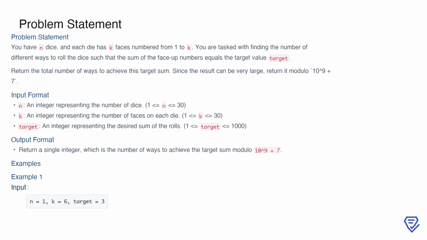The input consists of three integers: n, the number of dice; k, the number of faces on each die; and target, the desired sum. The constraints specify that n, k, and target are within certain ranges, with up to 30 dice and 30 faces per die, and a target as high as 1000. The output is a single integer representing the number of ways to achieve the target sum under the modulo condition.